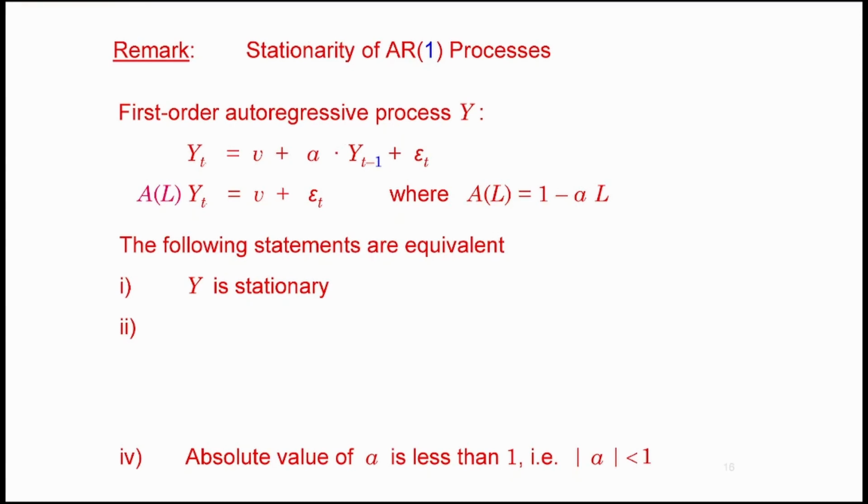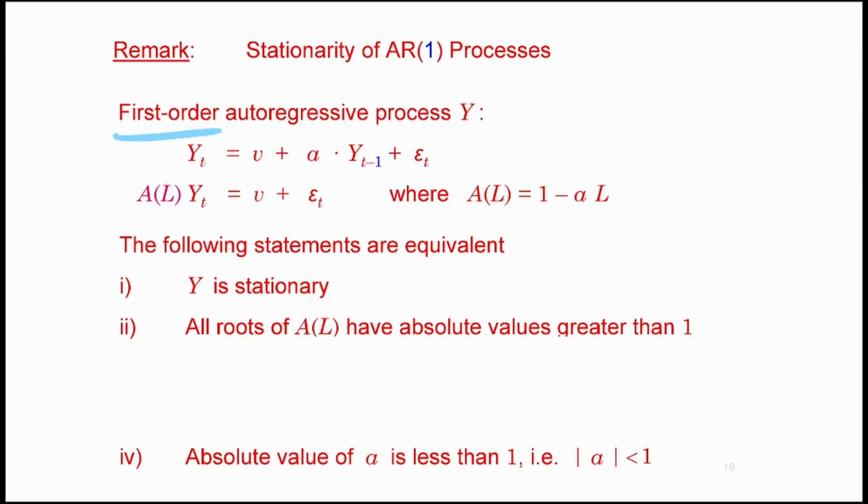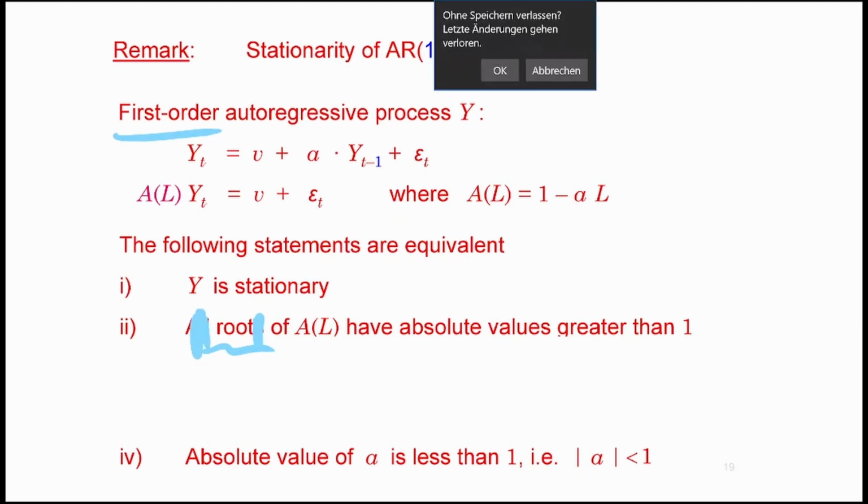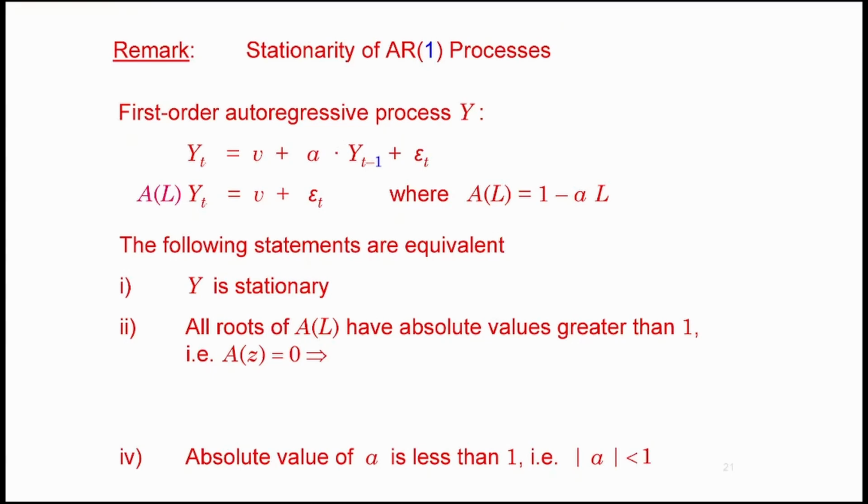Okay. Now the second is, and this is what we have established yesterday, that the roots of the lag polynomial have absolute values which are greater than 1. I mean, if there is just a first order autoregressive process, that means that there is only one root. Okay, so I said roots because I wanted to generalize that. But in case of the first order autoregressive process, there is just one root actually, because it's a linear function. Okay, but it's going to be like this. So if z is a root, that means Nullstelle, right? So that's a German term, then the absolute value of z is going to be greater than 1. This means that the roots are outside of the unit circle.